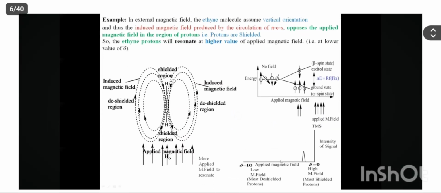Example: in external magnetic field, the ethyne molecule assumes vertical orientation and thus the induced magnetic field produced by the circulation of pi electrons opposes the applied magnetic field in the region of proton. Protons are shielded, so the ethyne protons will resonate at higher value of applied magnetic field.